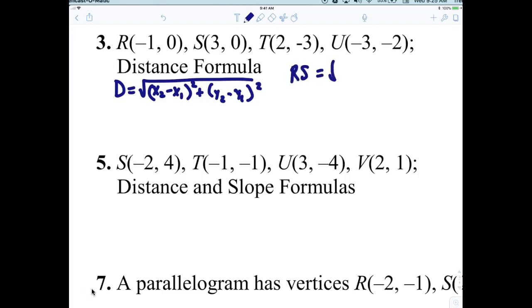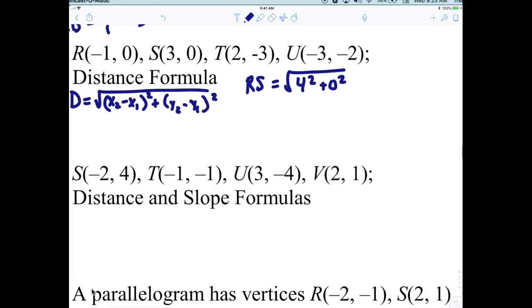So RS is equal to the square root of, well, that one's kind of obvious, right? 2, because 3 minus 1... 3 plus 1, it's 4, so it's obviously 2. 4 squared plus, and we'll just do 0 squared because I don't want to confuse anybody. So 4 squared plus 0 squared is what? 16 plus 0. Brilliant. Thank you.